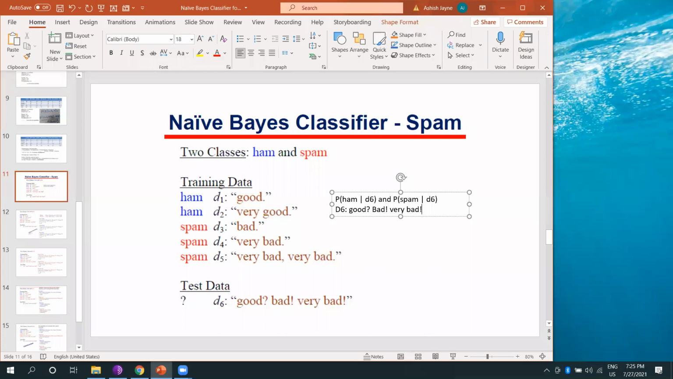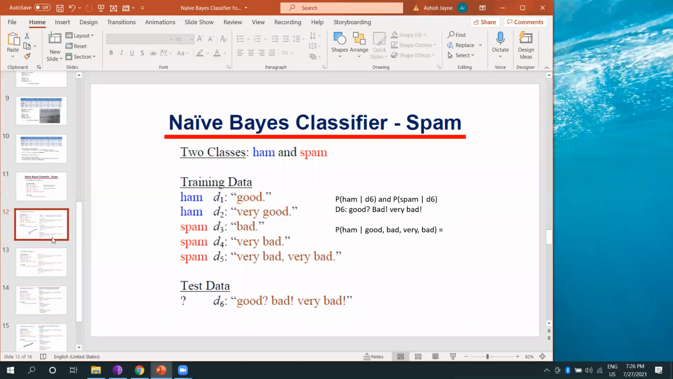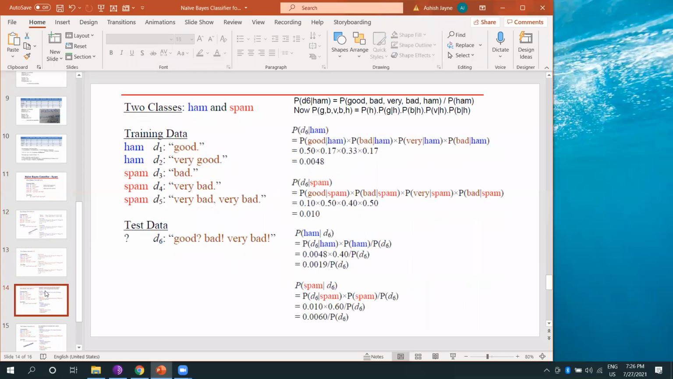Very bad. Now, if we go for checking what is P(ham | good, bad, very, bad), now I'd refer to the equation I have in this slide.